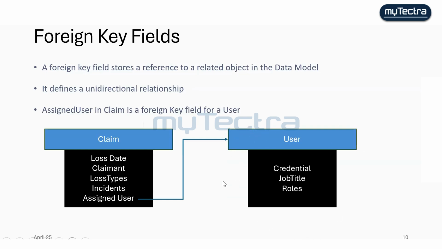And a foreign key is unidirectional. This is important. Unidirectional only. But an array is not unidirectional. When I say claim.incidents, the incidents also will have a reference to that claim. For example, if a claim has 10 incidents, all the incident rows will have the reference back to the claim ID. Here, the user table will not have any reference back to claim. That's why it's unidirectional.